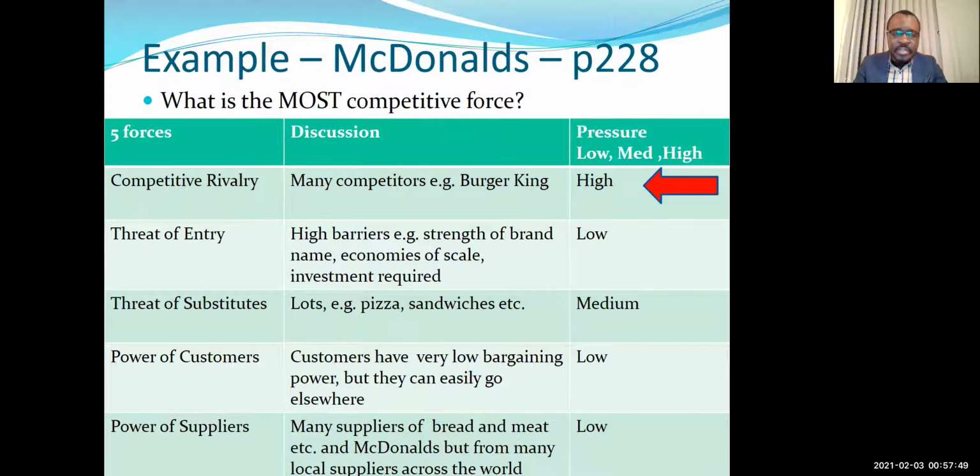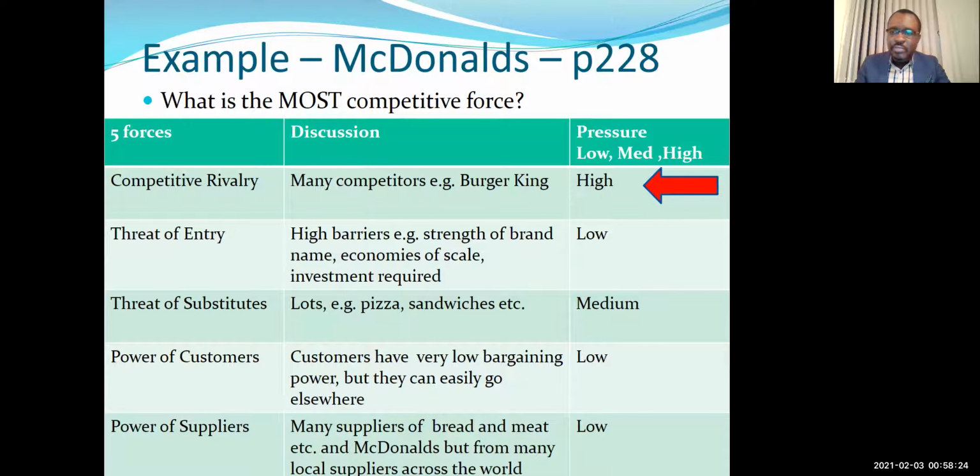Threat of entry for McDonald's: if we are doing an analysis, are there high barriers? Strength of the brand name, economies of scale, investments required, is it high? Ask yourself. I don't think so. If I have my own land and I can open a shop, I just go for the brand name, pay some token in terms of royalties and then a percentage on my sales. So you can ask yourself whether the pressure is high or low. This is quite debatable. We've plugged in low, but it is quite debatable, right?